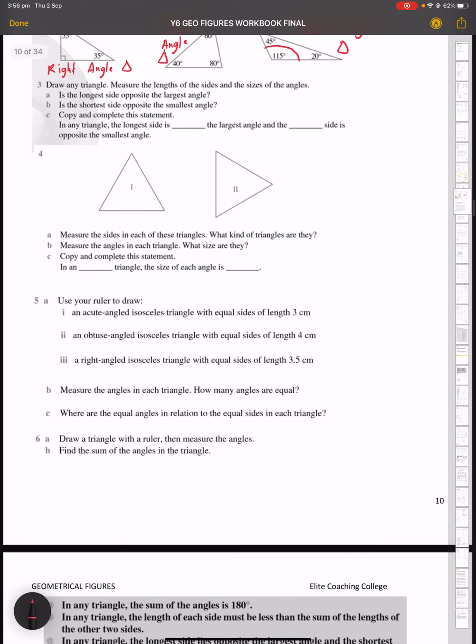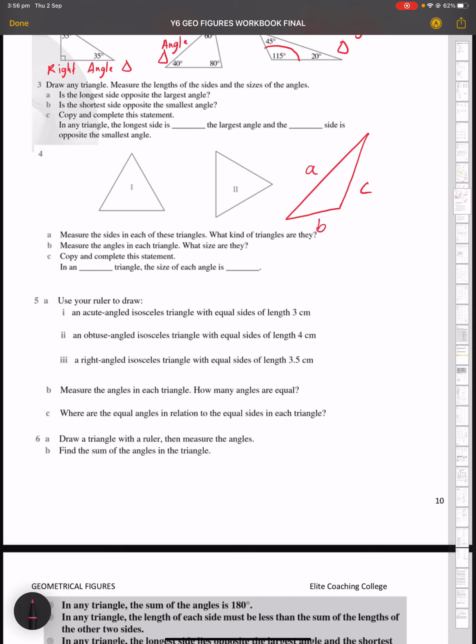Question 3, draw any triangle, measure the length of the sides and the size of the angles. A is the longest side opposite the largest angle. Okay, so what that means is if you have a triangle, let's say that's a triangle there. Let's draw another triangle. Long side, short, and another. We've got the side lengths A, B, C.